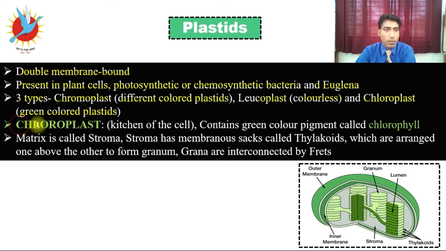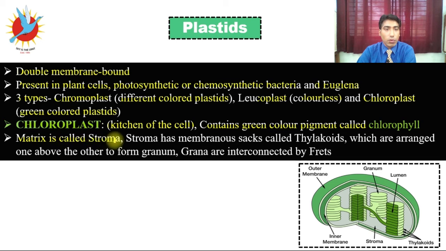So we should learn about the chloroplast, because chloroplast is known as the kitchen of the cell. Why is it called kitchen of the cell? Because it contains the green color pigment called chlorophyll, and you must be knowing that during the photosynthesis chlorophylls receive the sunlight which is essential for the photosynthesis. So it helps in the process of photosynthesis by which green plants make their food. Thus it is known as the kitchen of the cell.